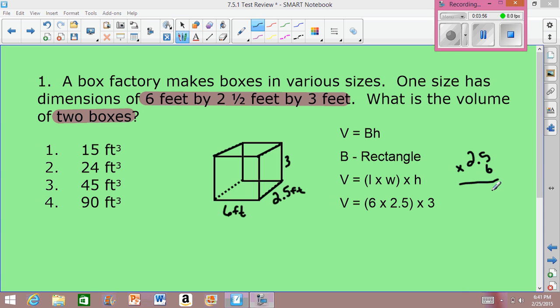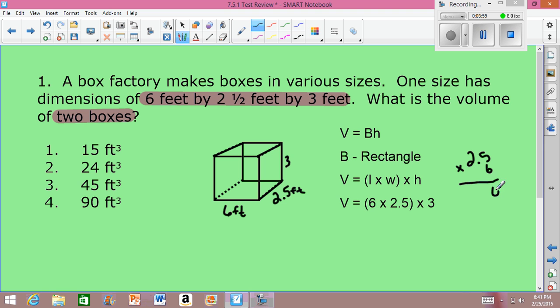So we set up our problem, 2.5 times 6. 6 times 5 is 30. Carry my 3. 6 times 2 is 12, plus 3 is 15. Now we have to figure out where to put our decimal. I have one number after the decimal here, none there. That means I'm going to need 1 in my answer. So I start at the back, move it. That means the answer is 15. So 2.5 times 6 is 15. So I have 15 times 3. That gives us the volume is 45 feet squared.